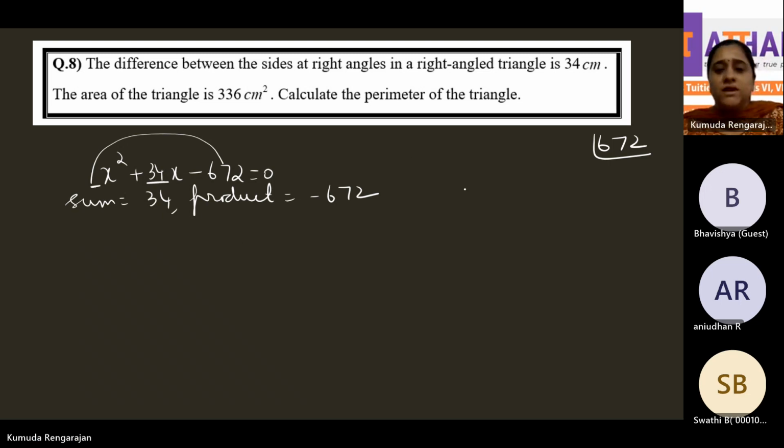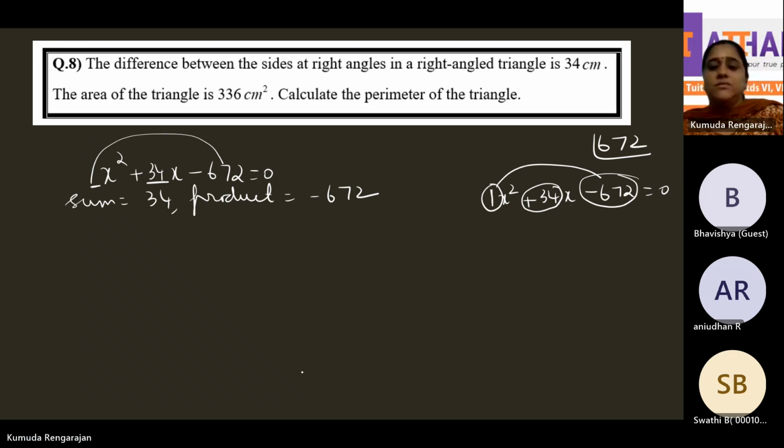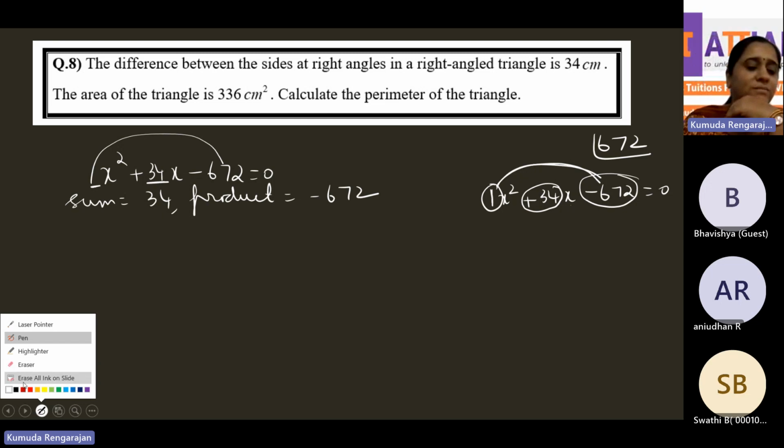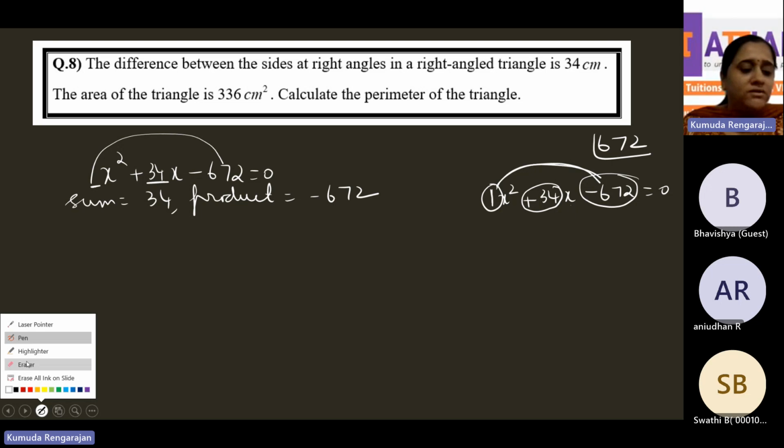Okay, see here. Let me write it like this. 1x squared plus 34x minus 672 is equal to 0. This one is the sum, the coefficient of x. And the product is this number into this number. The product is 1 into minus 672. Got it? Now you need to find two numbers that satisfy the sum and the product. For that, you should take up 672, the product.